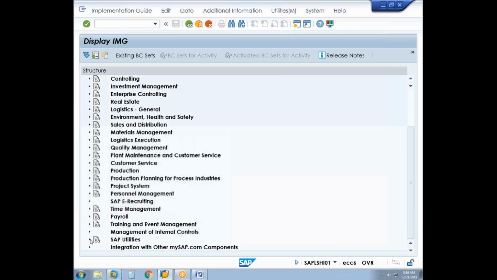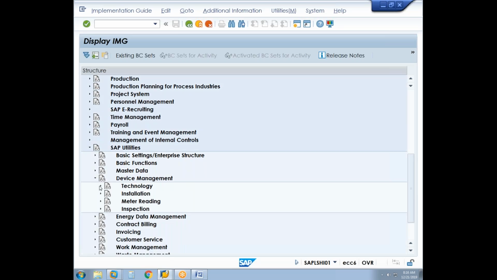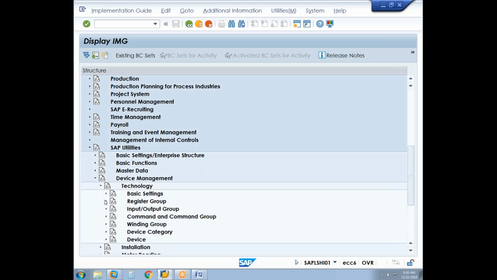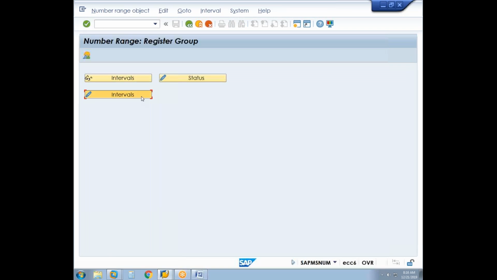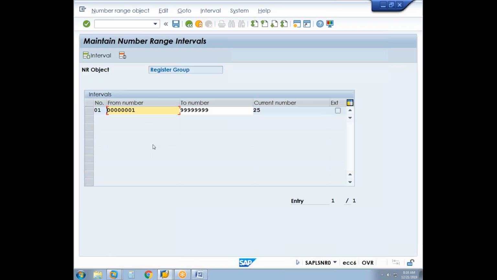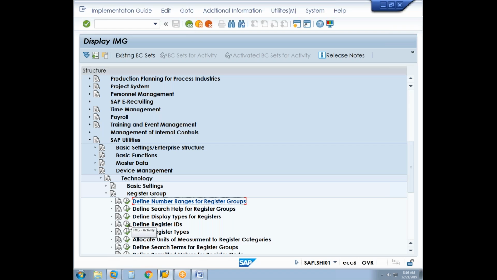Go to utilities and then go to device management, technology, register group. Define number ranges for the register group. The number ranges will help us to give a unique number to each register group we create. Currently 25 register groups we have created, and then define the register ID.